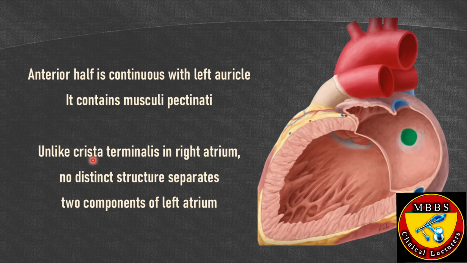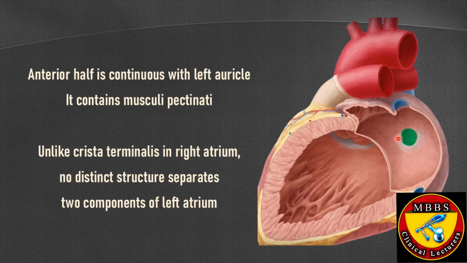Unlike the crista terminalis in the right atrium, there is no line of demarcation between the smooth and rough wall. On the right side, there is a line of demarcation between the smooth and rough wall of the chamber of the heart; inside, there is a crista terminalis. So there is no line of demarcation. Unlike the crista terminalis in the right atrium, no distinct structure separates the two components of the left atrium.